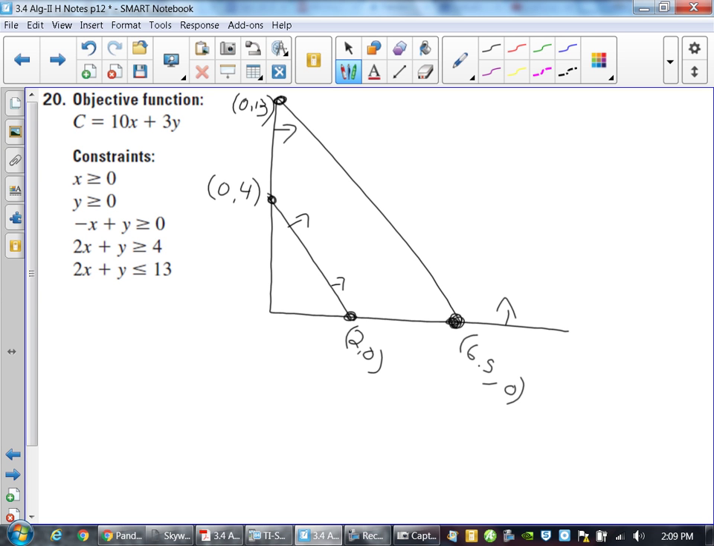Is 0 plus 0 smaller than 13? Yeah, so this one's moving inward. So right now we have this ribbon, if you will, that's shaded.